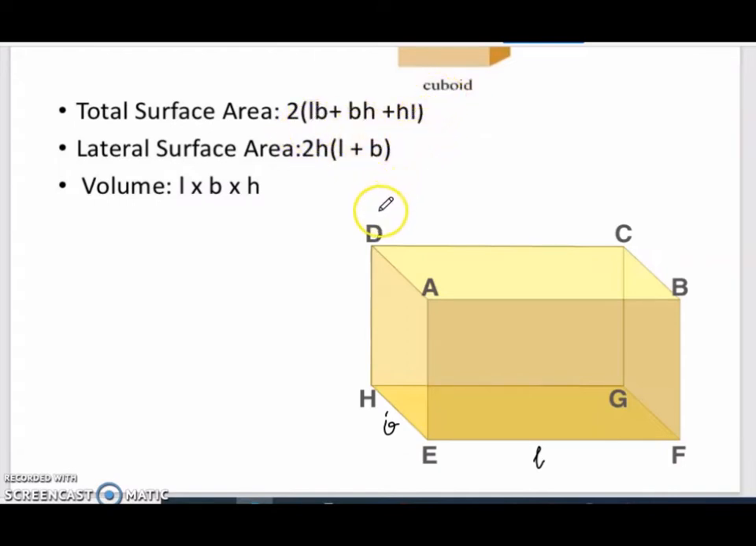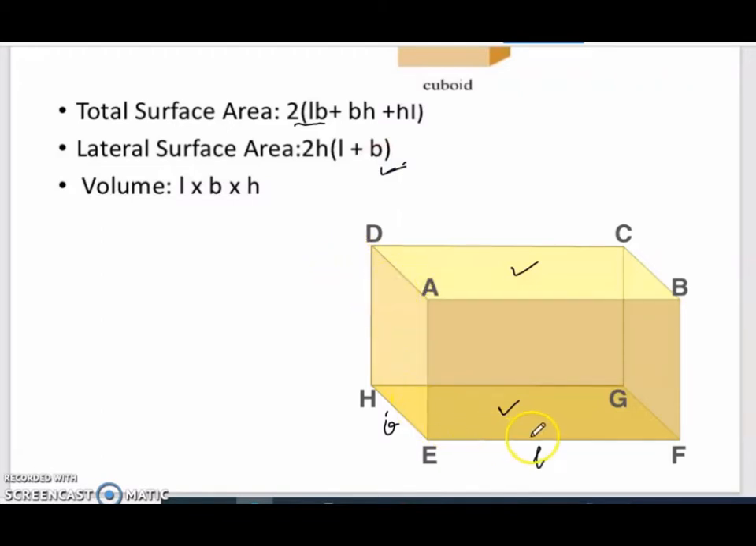For the lateral surface area, you're not including this portion, this one and this one is not included. For lateral, all other surfaces are included. So 2 into LB, this is removed in case of lateral surface area. So lateral surface area will be 2BH plus 2LH, or you can take 2H common, 2H into L plus B. This will be the lateral surface area.